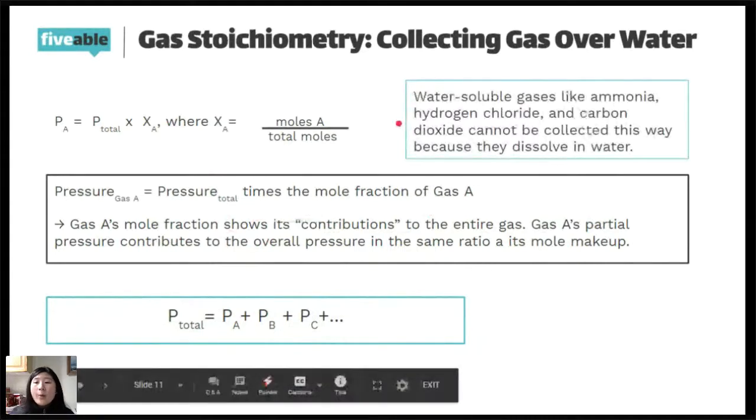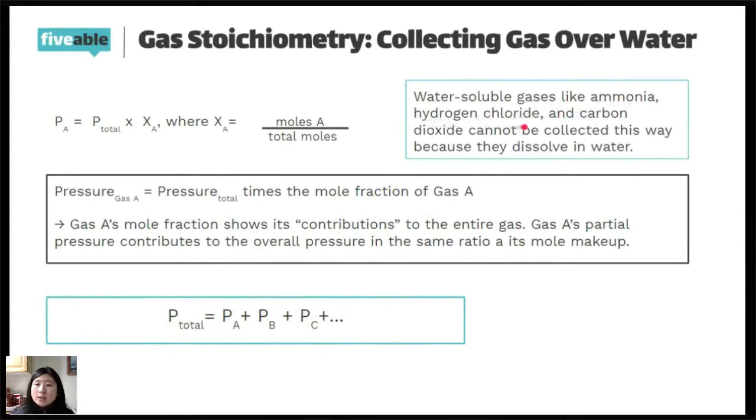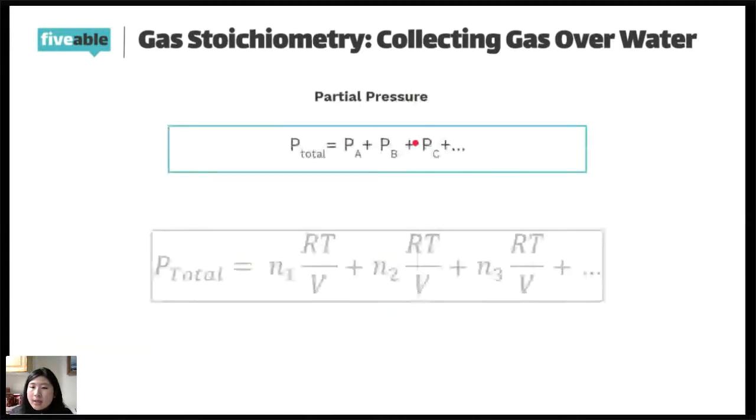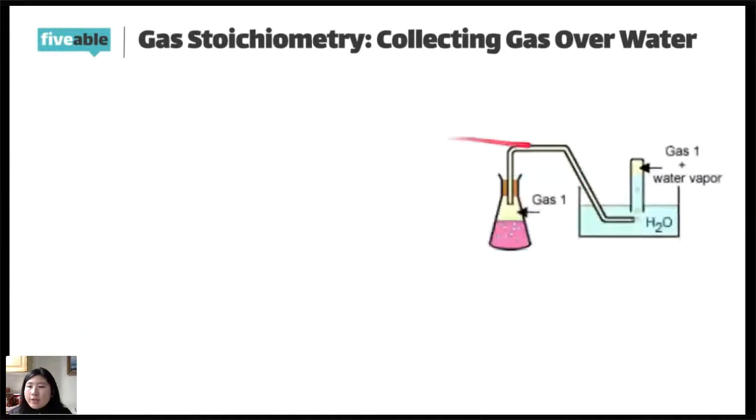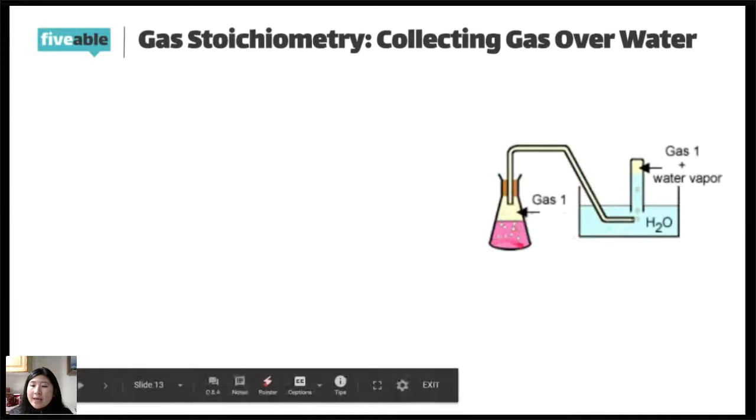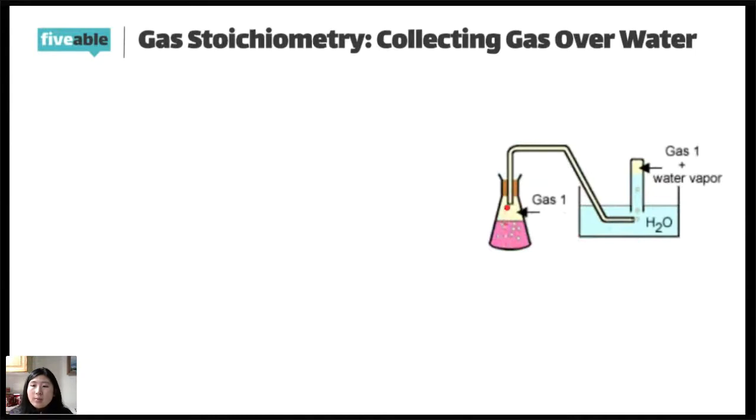However, you do want to be aware that water-soluble gases like ammonia, hydrogen chloride, and carbon dioxide cannot be collected this way because they dissolve in water. So when we're talking about collecting gas over water, I'm going to give you guys a picture. Over here, this is when we're collecting gas over water. We have a gas that is basically boiling, or let's say this is the liquid version of the gas. We're heating it up, and it is evaporating.